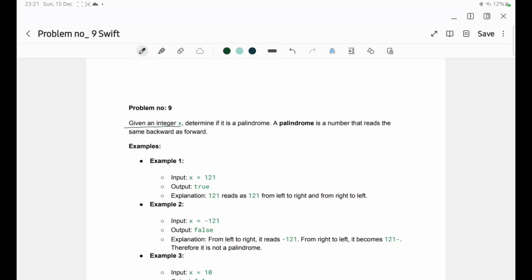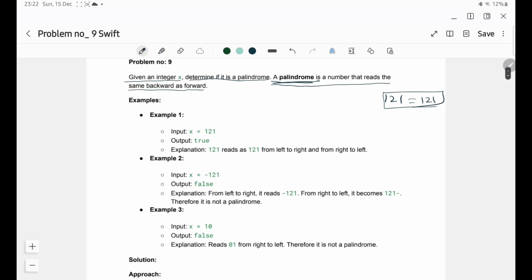Hello everyone, let's go through a problem of LeetCode, which is called the palindrome problem, in Swift. So, given an integer x, determine if it is a palindrome. A palindrome is a number that reads the same backward as forward. That means a number is considered a palindrome number if we reverse that number and it is equal to the same. So if we reverse 121 to 121, if it will be the same, then this is considered a palindrome.